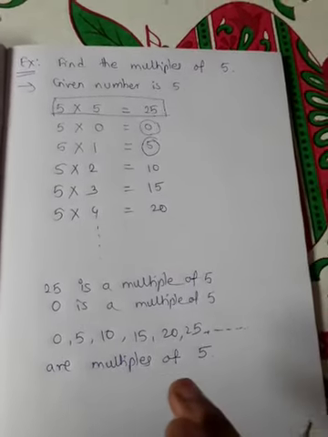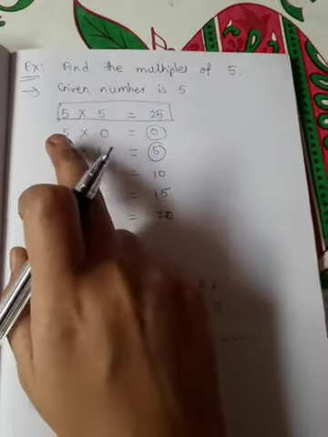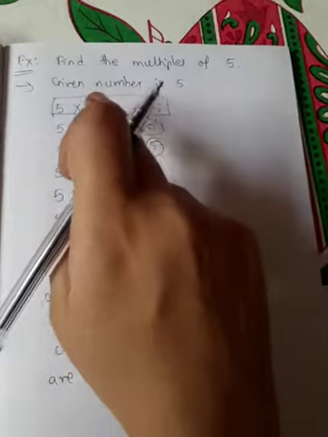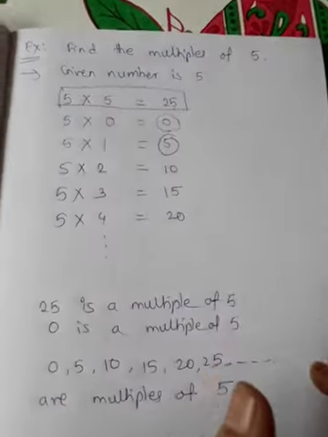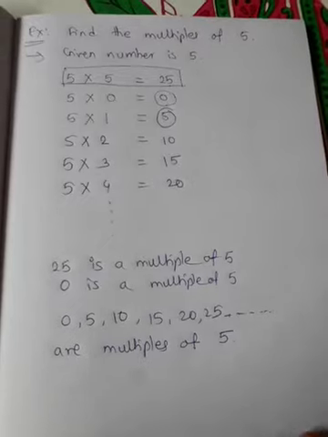So when you want to find the multiples of a given number, just multiply that number by itself or any other number. Okay, now we will solve activity number 1.